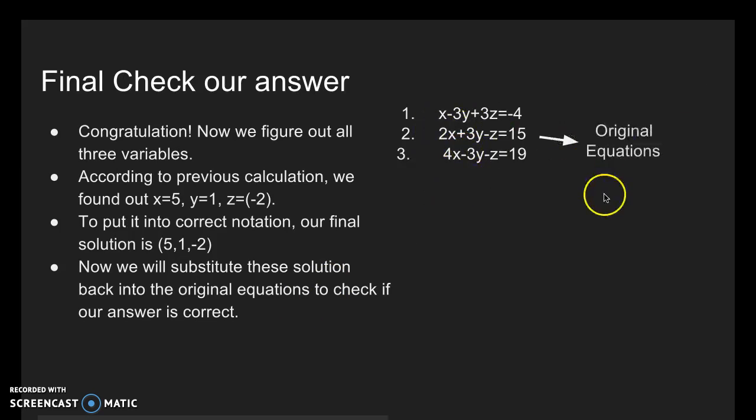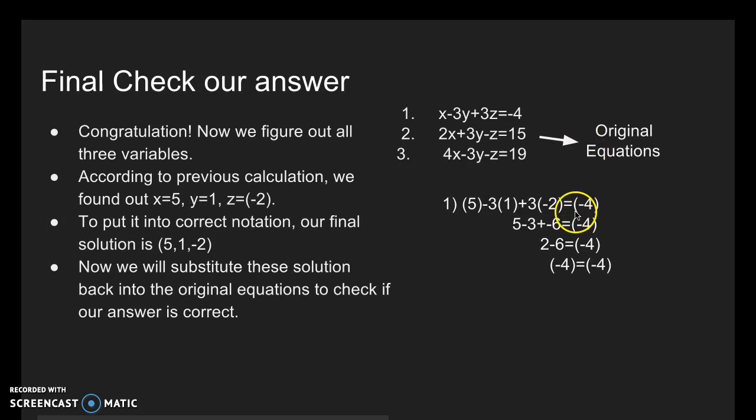So here again is our original equations. The first one, x minus 3y plus 3z equals negative 4. Okay, so x equal to 5, so 5 minus 3 times 1, which is y, plus 3 times z, which is negative 2 we found out, equal negative 4. So it'll be 5 minus 3 plus negative 6 over here, equal negative 4. 5 minus 3 equal 2, and 2 minus 6 is negative 4. Negative 4 equal negative 4. Yeah, our solution worked for this first equation.